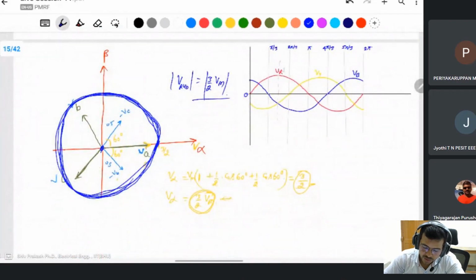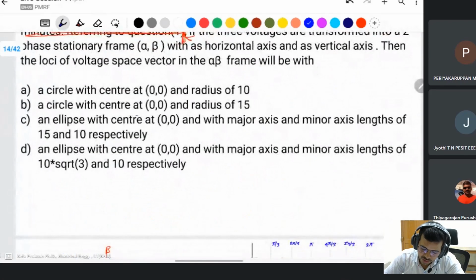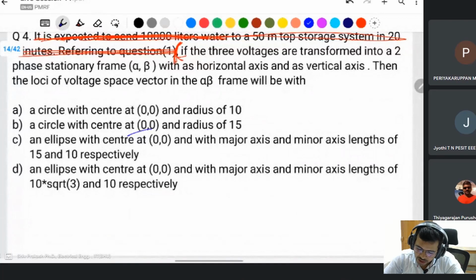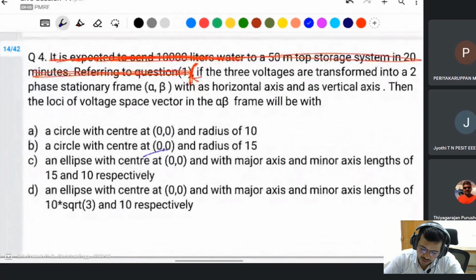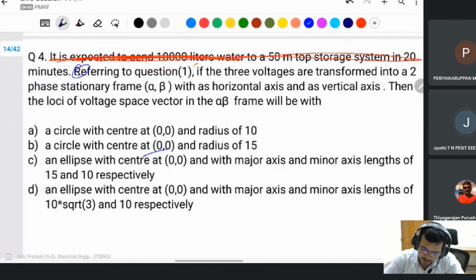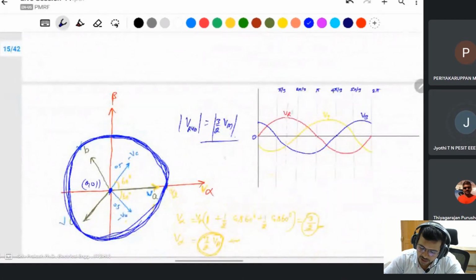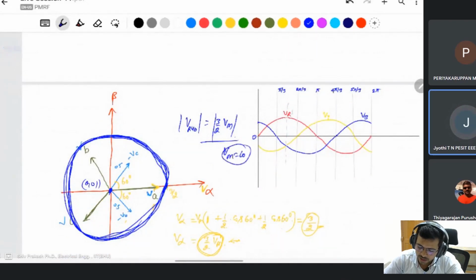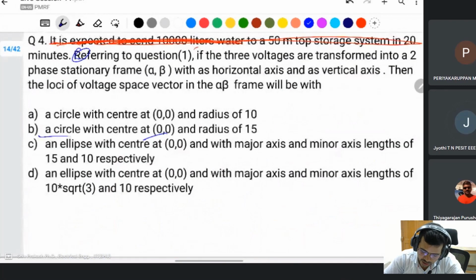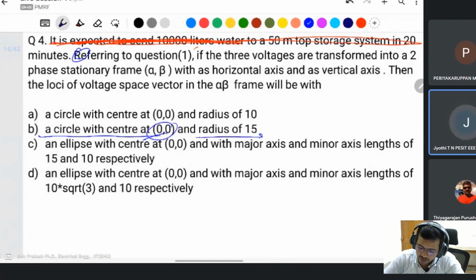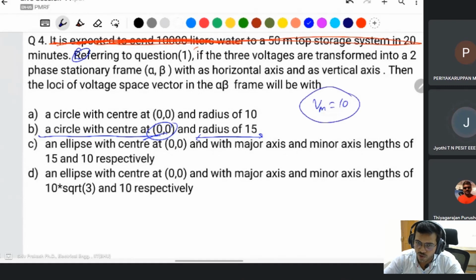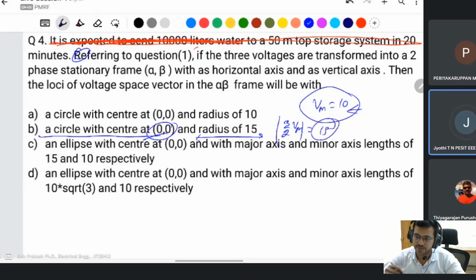The origin of this one is 0, 0. It is asking about question 1. Referring to question 1, the Vm is 10: the circle with center 0, 0 and radius 15. Yes, the Vm is 10 in question number 1, 10 sin omega t something. Then it will be 3 by 2 Vm, so the radius of this one, 3 by 2 Vm, will be 15.